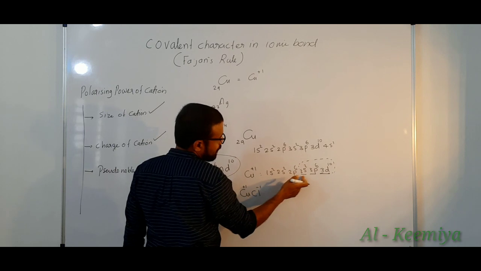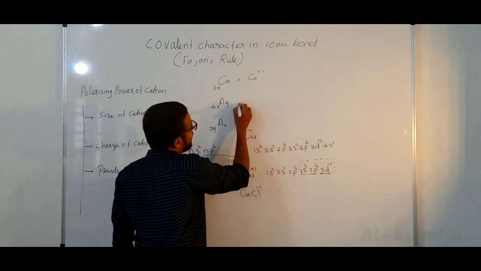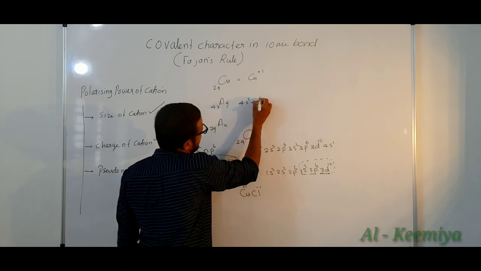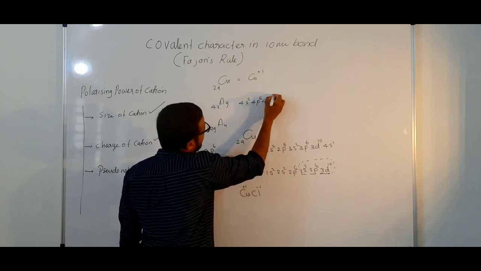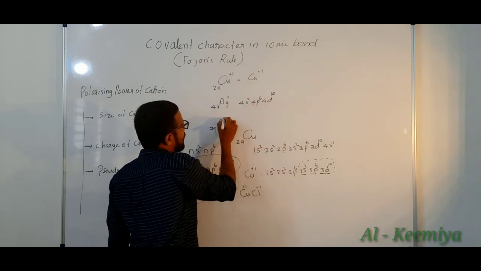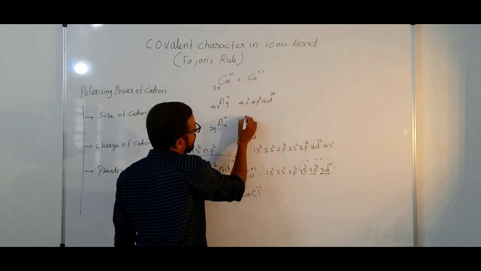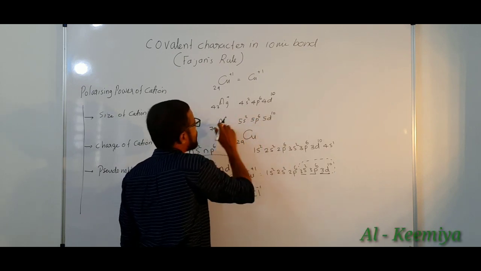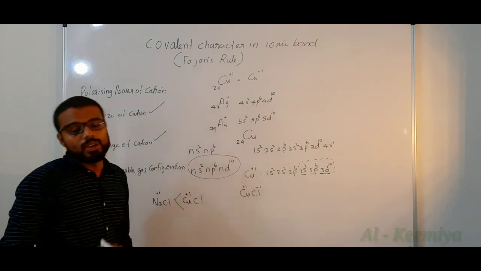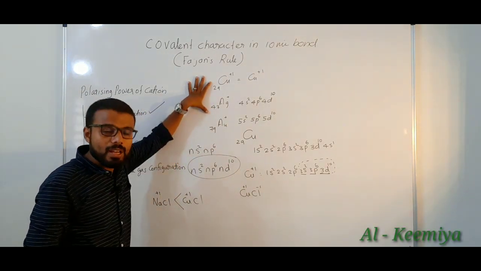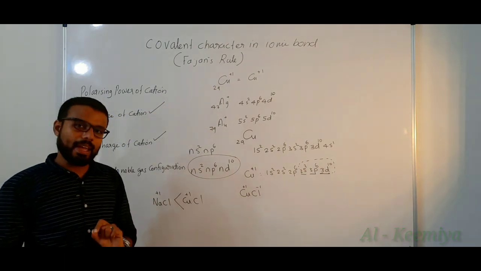Here copper what? 3s2, 3p6, 3d10. Then here it will be what? 4s2, 4p6, 4d10. Ag plus. Here copper plus. Then here it is what? 5s2, 5p6, 5d10. So all these have what? Pseudo noble gas configuration. So they are having high polarizing power and high covalent character.